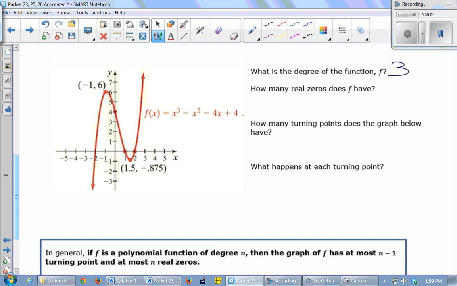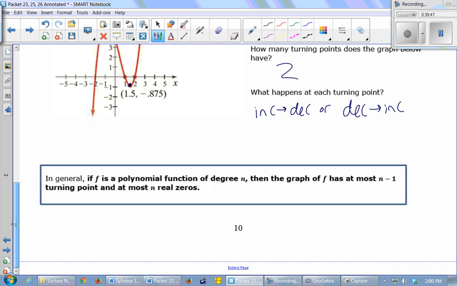How many real zeros does this function have, according to the graph? 3. Coincidence, degree 3, 3 zeros. How many turning points does this graph have? 2 places where the graph goes increasing to decreasing or decreasing to increasing, local max or local min. What happens at each turning point? The graph turns around, or we go increasing to decreasing or decreasing to increasing. So we have degree 3, 2 turning points.